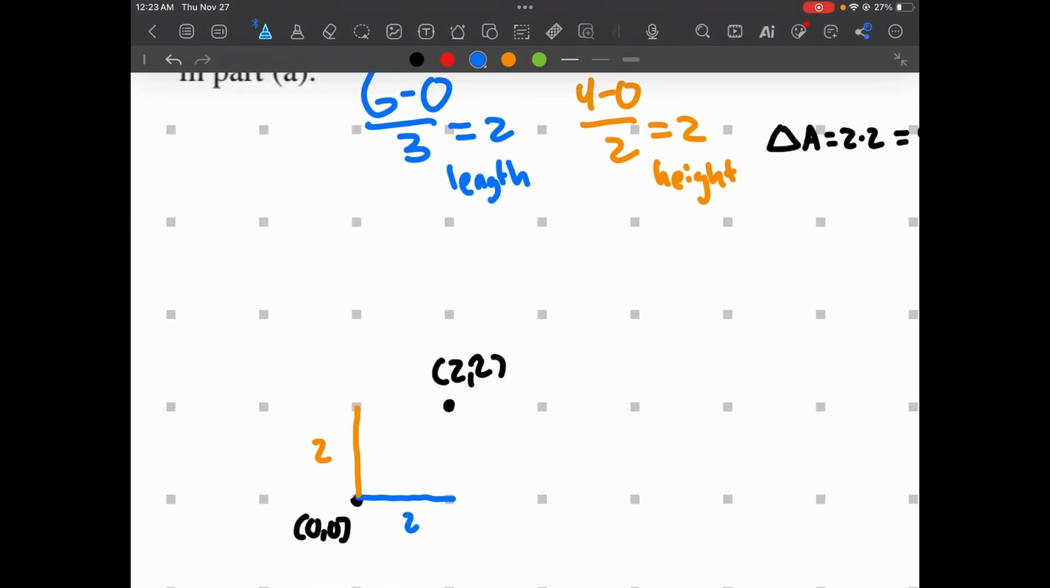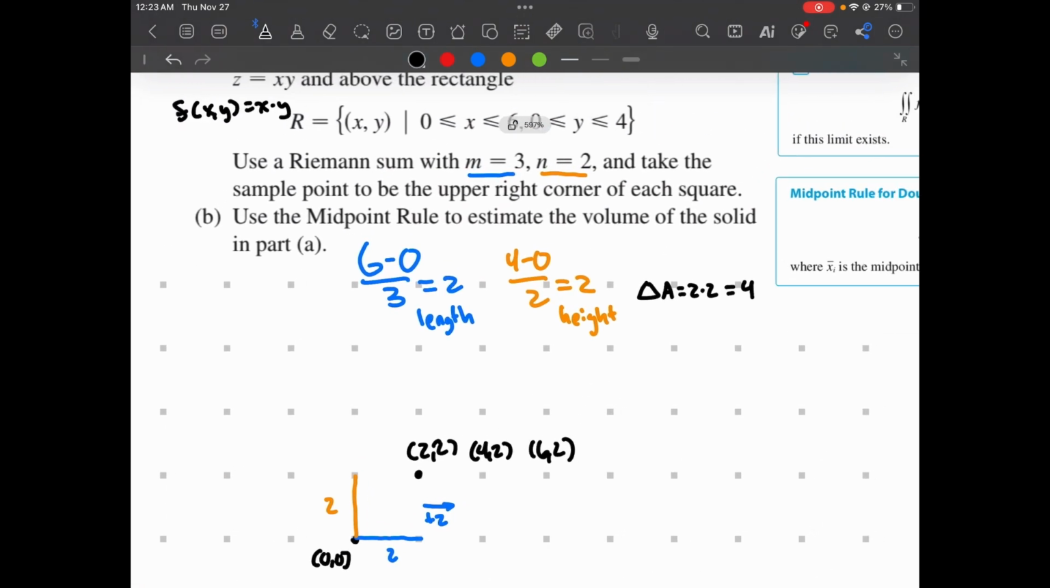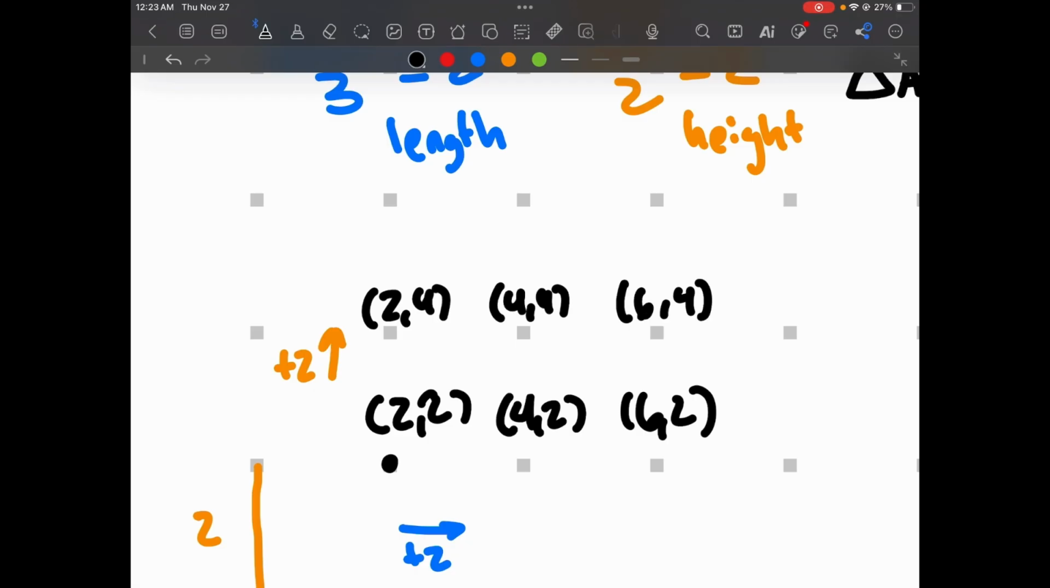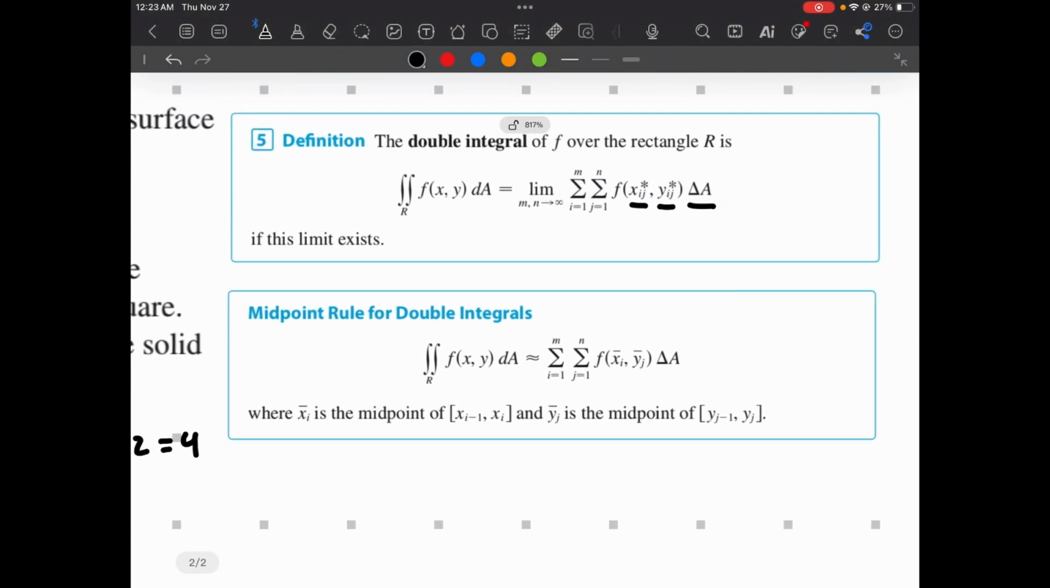So we can add 2 to our length so that we are at 4, 2 and 6, 2. And 6 is the maximum x value we can have. And now we can add plus 2 to our height so that we are at 2, 4, 4, 4, and 6, 4. Now we know all our values that we can plug in to definition number 5.